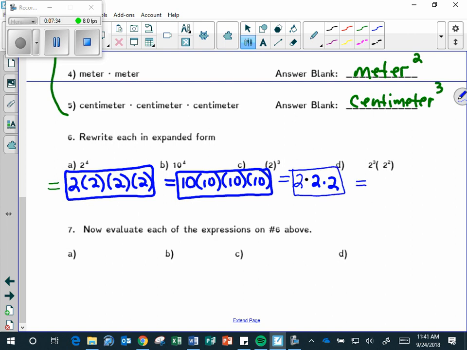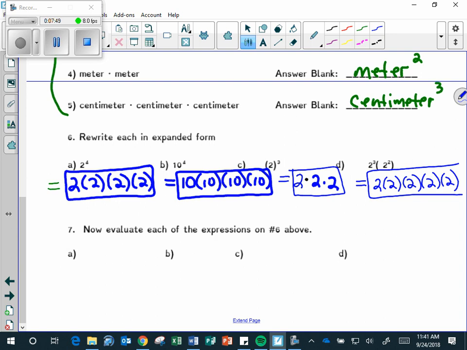Over here, I've got 2 to the third. So I'll get that part first. 2 times 2 times 2 times another 2 to the second. So 2 times 2. That's expanded form.